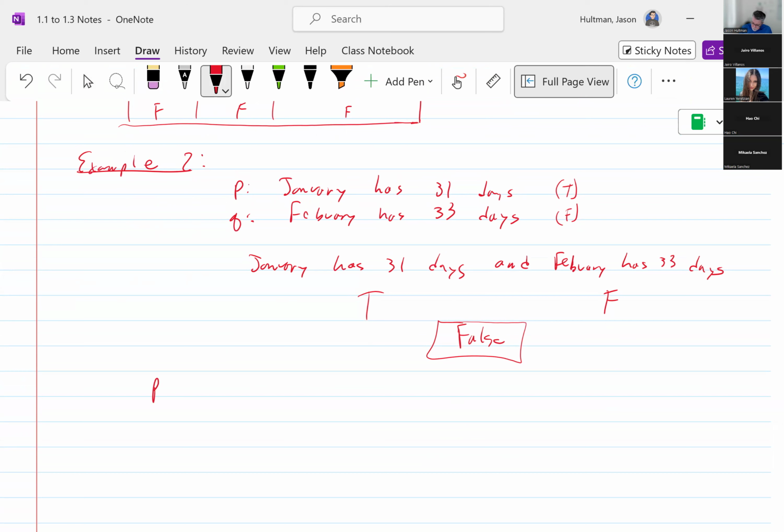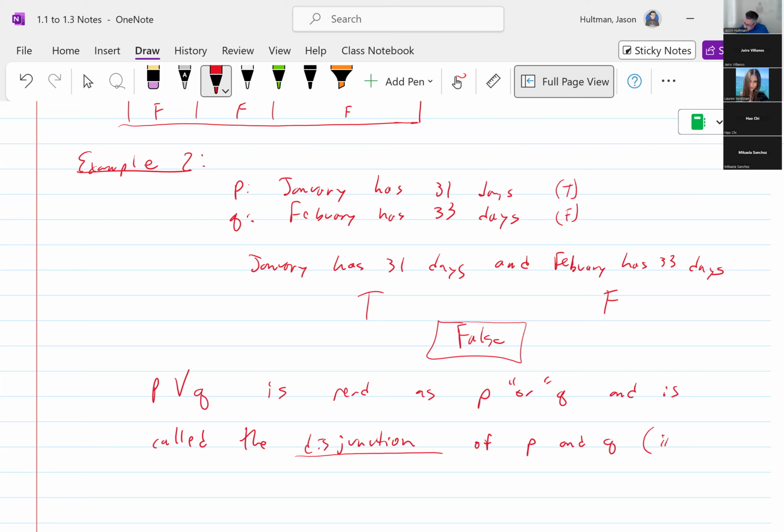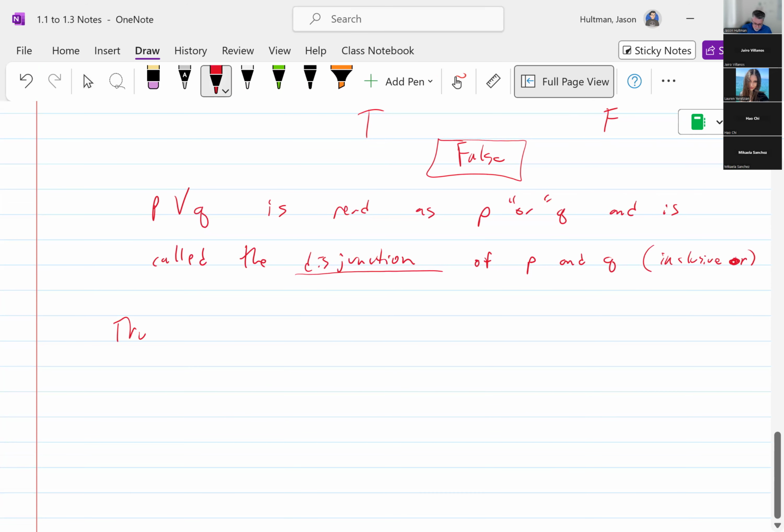So P, okay, and then this little upside down caret, okay, P upside down caret Q is read as P or Q. Okay, and is called the disjunction of P and Q. And this is really what we call an inclusive OR. Okay, it's the inclusive OR. Okay, so let's look at the truth table for the OR operator.